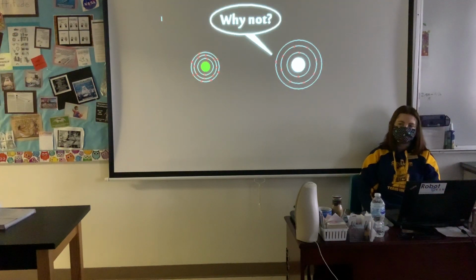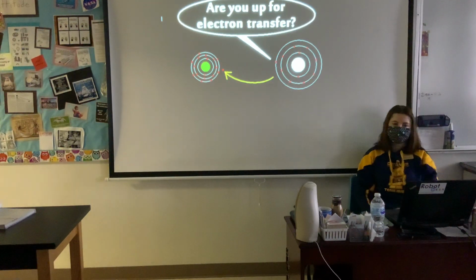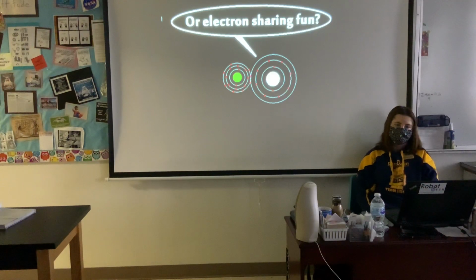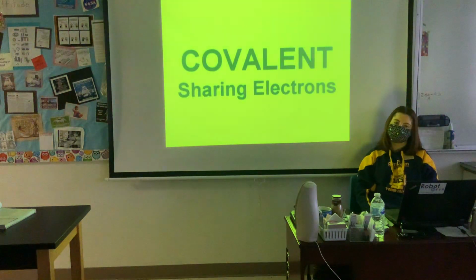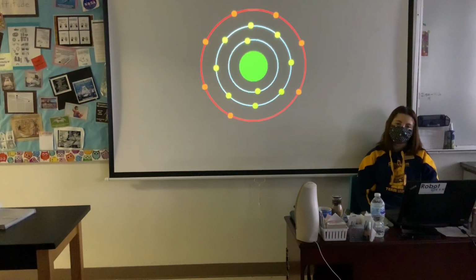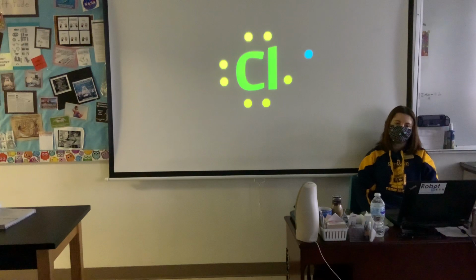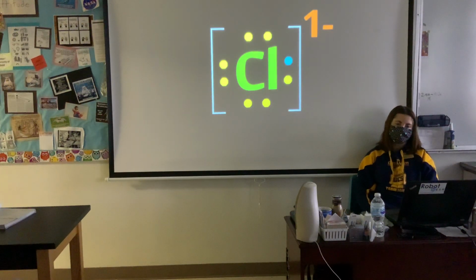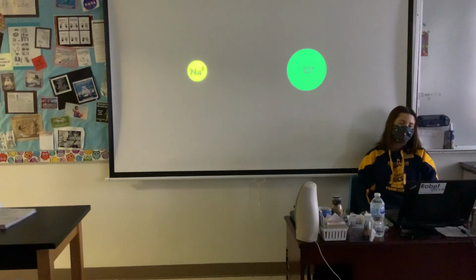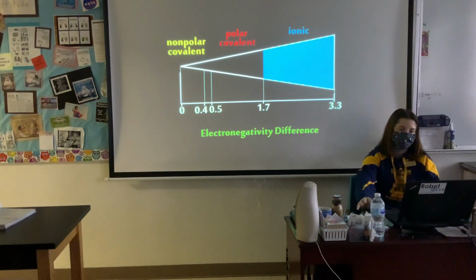Shrugged and said, what's your pleasure, son? Are you up for electron transfer or electron sharing fun? Ionic or covalent? What kind of bonds are these? Involve valence electrons or compounds with these. Metal atoms lose electrons and become a charge of plus. Non-metals gain them happily, but negative to all of us. The opposite charged ions attract to make ionic bonds. The E and D 1.7 plus.